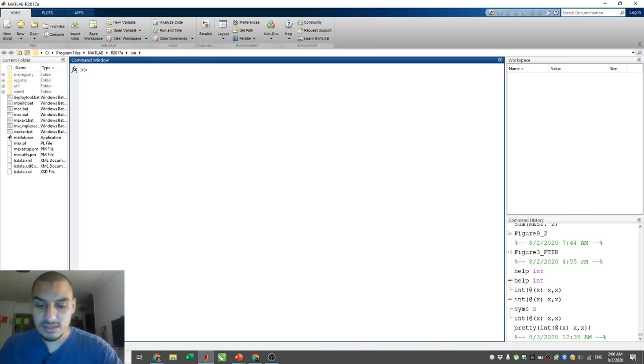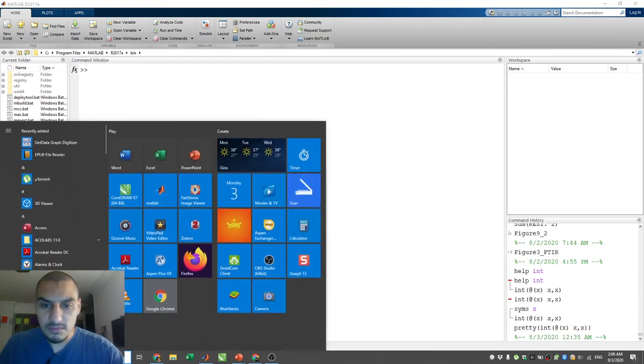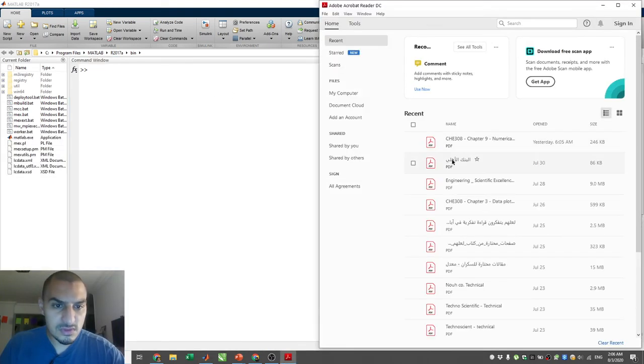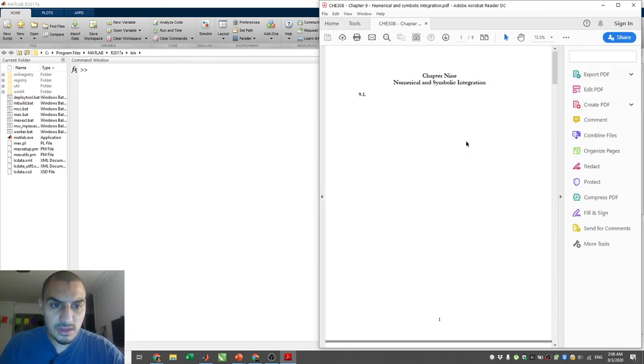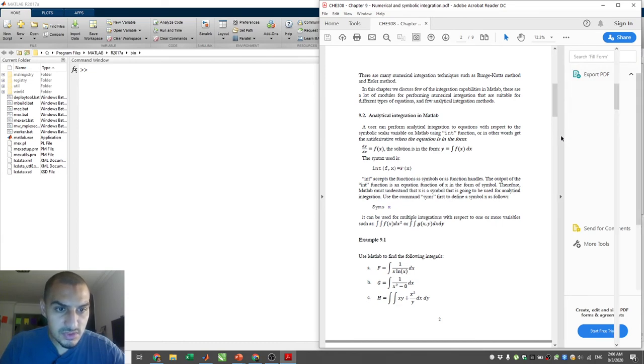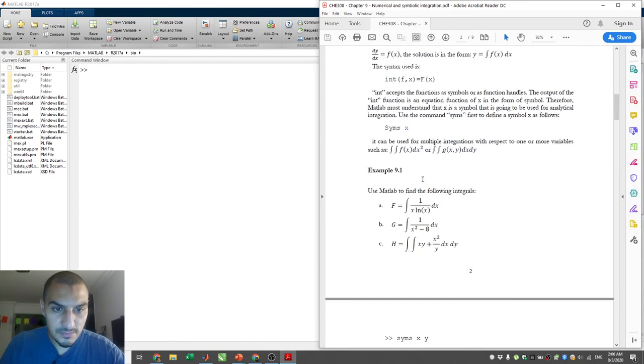Let me try some examples. I'm sorry, I wanted to open the notes first, so that we can check some of the examples here. This is what I just mentioned, the integrations, and this is the syntax that we used. And then let's see some examples.